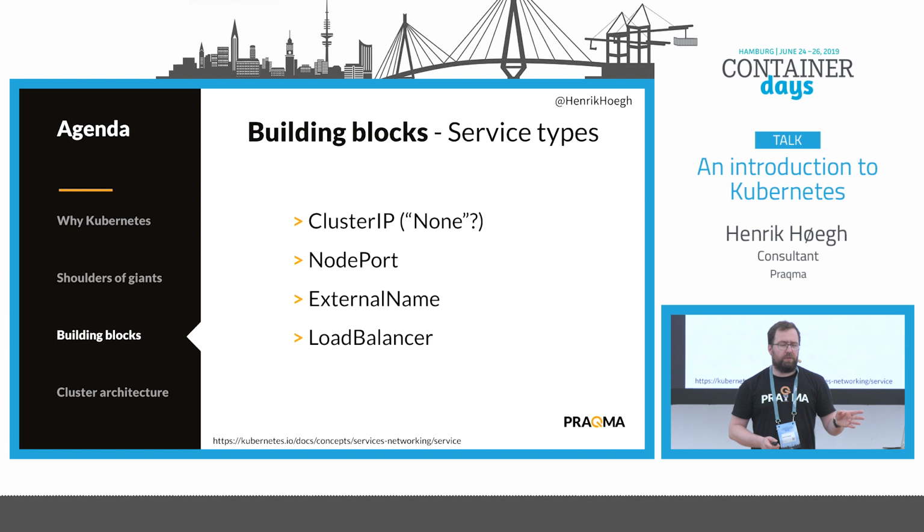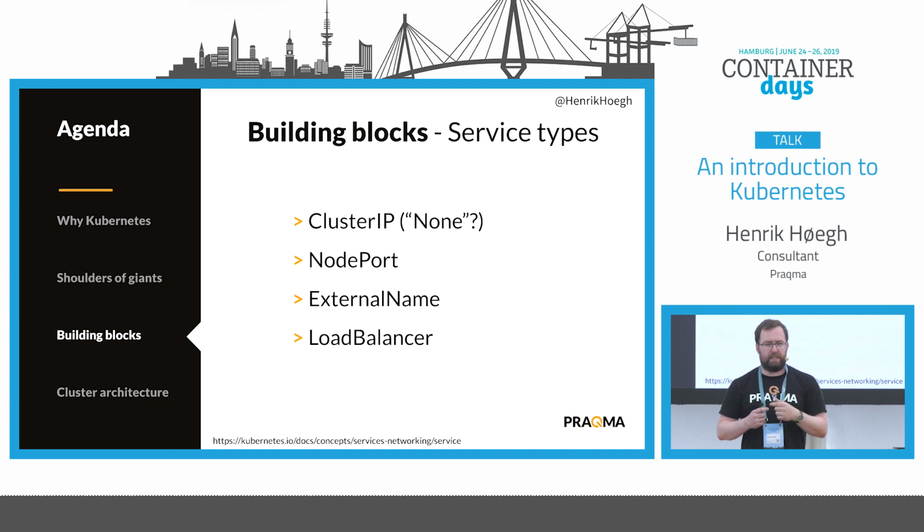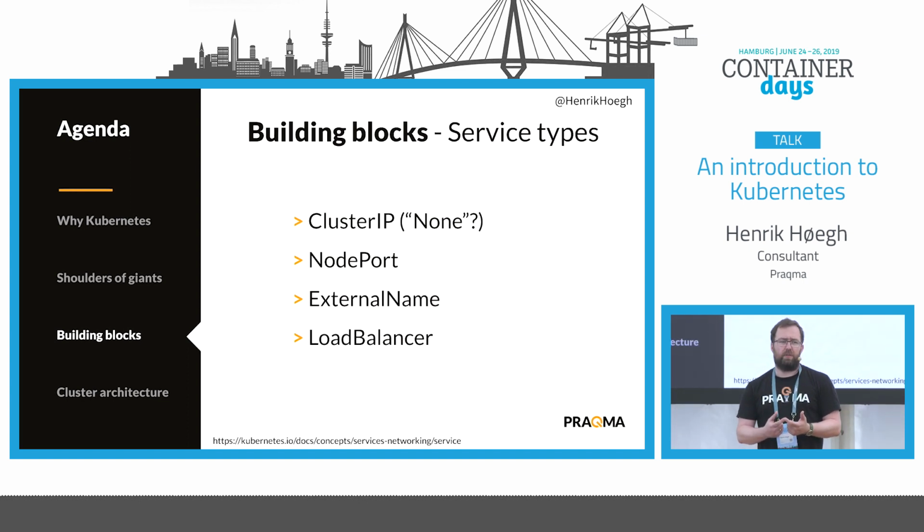Then we have external name. That's one of the new ones. So imagine you have a database outside your cluster and you have a service inside the cluster where you need to connect to this database. Instead of hardwiring the DNS or IP in the pod, you can create a service and have an external name, and that will resolve the external IP address.